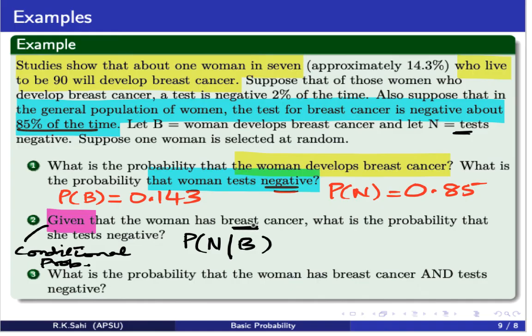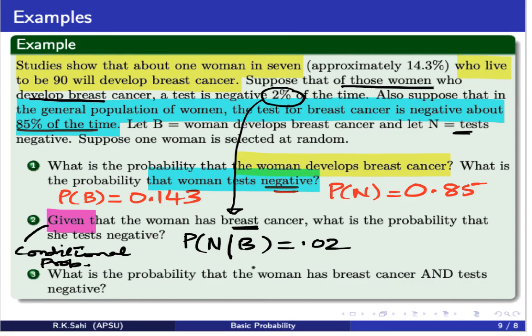Okay. So once again, when we go back to the problem, remember the second sentence? I said it's a conditional probability. That's where it is connected. It says, suppose that of those women who develop breast cancer, that's where it is, a test is negative 2% of the time. This is the answer for our problem. That the test is negative 2% of the time. So this is 0.02.